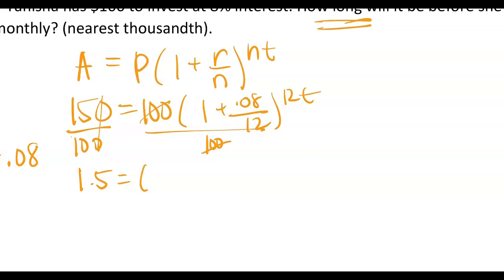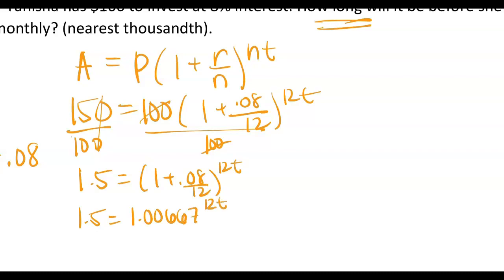These cancel, so that's leaving me with 1 plus 0.08 over 12 to the 12 times t power. Inside this parentheses, I'm going to go ahead and add. So I'm going to do this off camera. So we're going to do 1 plus that fraction. Use that fancy fraction button that I just showed you. Control, division symbol, 0.08, and we're going to divide it by 12. This is going to give me 1.5 equals 1.00667 raised to the 12 times t power.